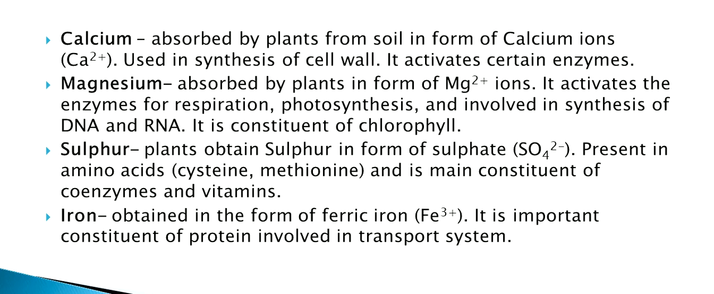Sulfur. Plants obtain sulfur in the form of sulfate, SO4 2-, present in amino acids and is a main constituent of coenzymes and vitamins. Iron, obtained in the form of ferric iron Fe3+. It is an important constituent of proteins involved in transport systems.